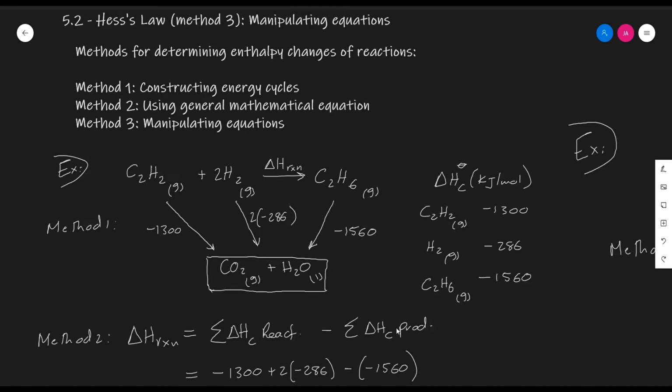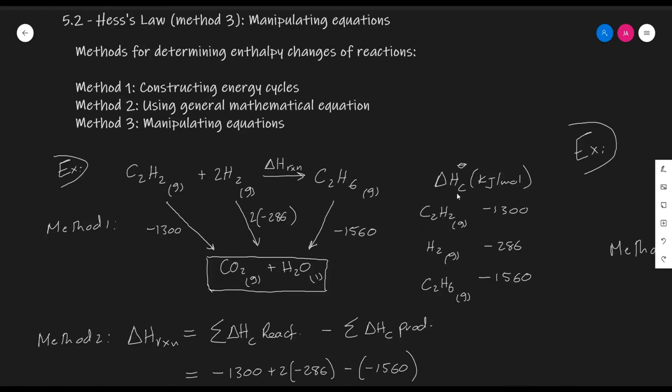I will go over method 1 and method 2 briefly and apply method 3 to the same examples we did last class. I've written an example here which was covered in the previous videos. 1 mole of C2H2 reacts with 2 moles of H2 to produce 1 mole of C2H6 gas. We were asked to determine the delta H of this reaction when given enthalpy changes of combustion values for both reactants and products, which are listed here.